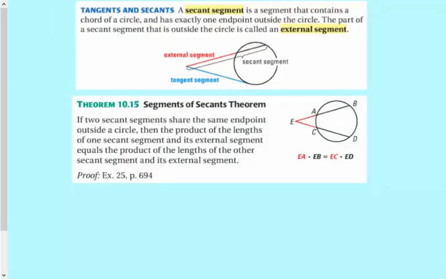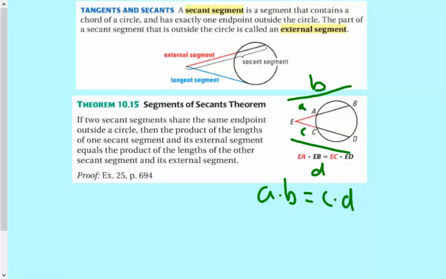With this one here, you take A times B, and B is the entire length of that segment there, and then C times D. So it's A times B equals C times D. The problem is that sometimes students will do this times this equals this times this, and that's wrong. So don't do that.